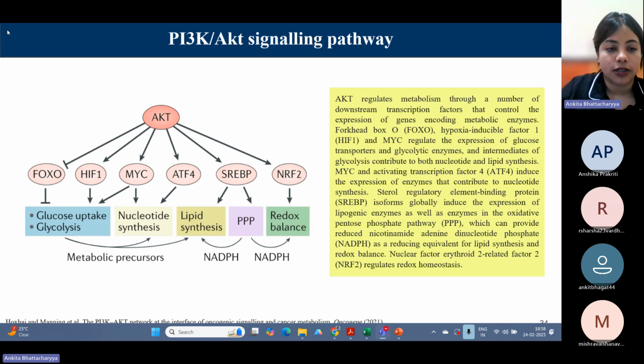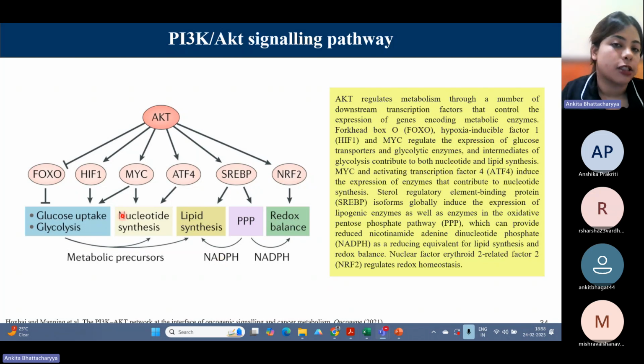It regulates metabolism through a number of different downstream transcription factors, including FOXO, HIF1, MYC, like I already said, ATF4, SREBP, NRF2. All of these are necessary, and they are controlling some very important pathways. For example, glucose uptake, glycolysis, synthesis of nucleotides, all these synthetic pathways for that matter.